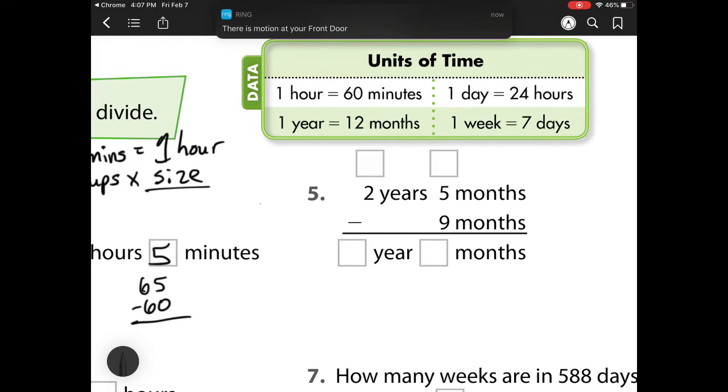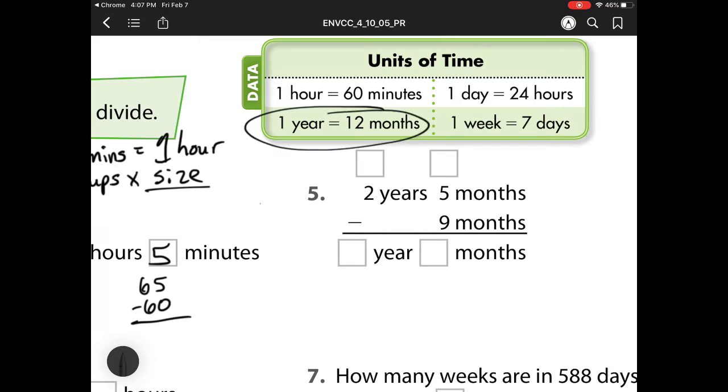Heading to our next one. Here we have a fill in the blank one. So we have 12 months equals 1 year, which I see right here. So we have 5 plus 9 is 14 months. But then we have these mystery boxes up here. So what we're going to end up doing is we have to have some regrouping here. So that 14 months is actually equal to 2 months because I'm taking out a group of 12. So I have 2 total months because I'm taking out a group of 12, and I'm adding that 12 to my 2 years because that's equal to 1 year.